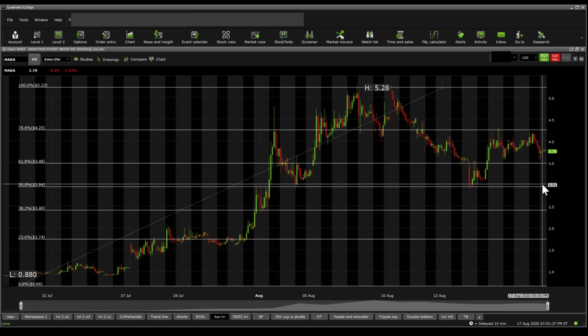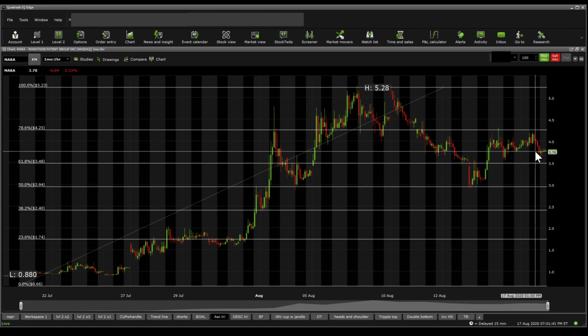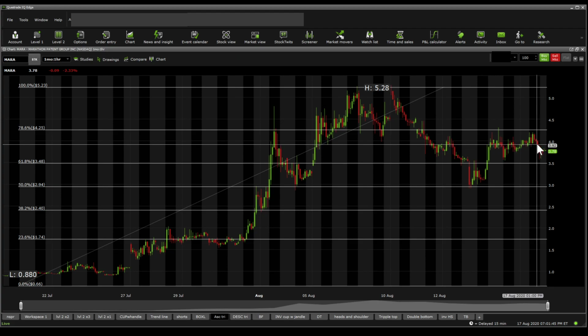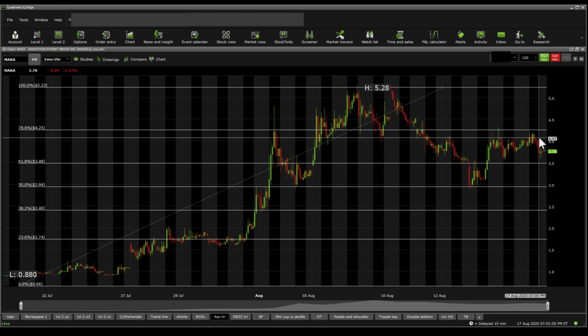319, 310, and $300. Now going on towards resistances, we see a bit of a resistance here at 383, 387, 393, 399, and then we're seeing $400, 410, 412, 417, and then 425.